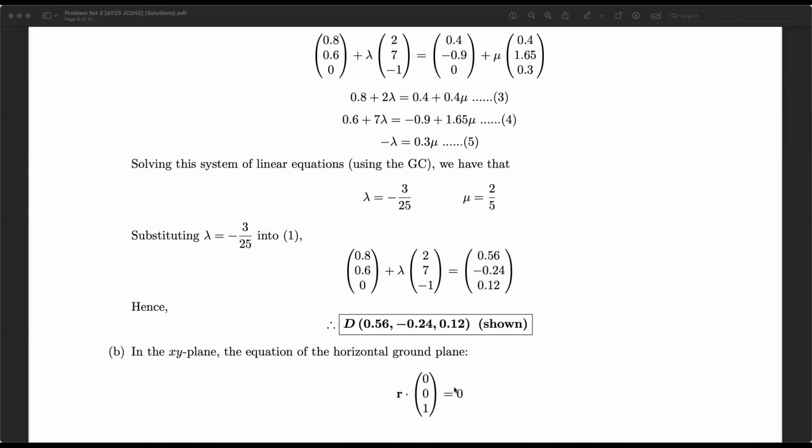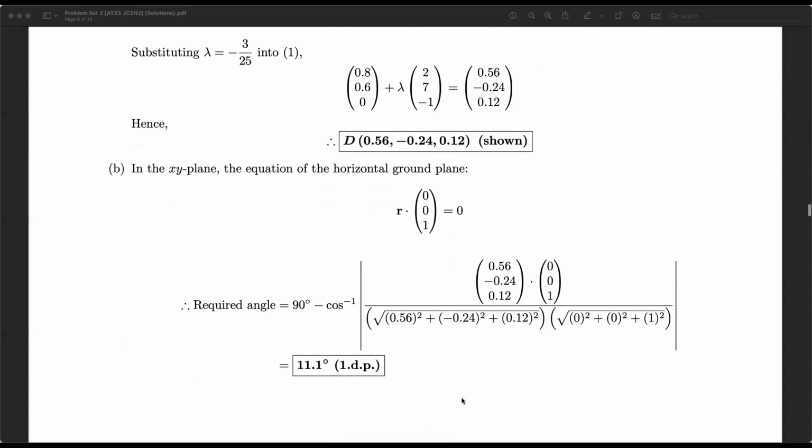Now, why is it equal to 0? Because the plane contains the origin. That's why it's equal to 0. Okay, and then you sub in, solve for your angle. Then the answer will be 11.1 degrees. You can sub in the value, go and try, you can get the answer.